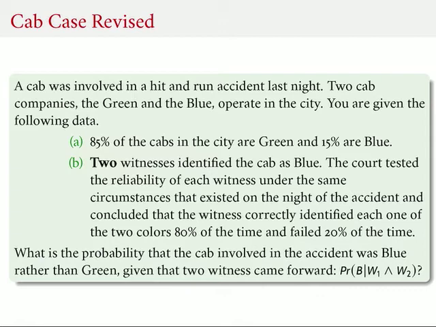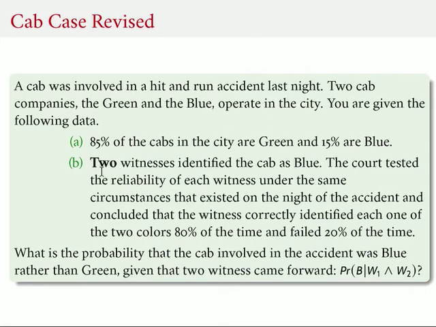In the previous lecture where I introduced Bayes' theorem, we had a case where a cab was involved in a hit and run accident at night. And we know certain information about what the possible cabs are that are in the city, and we also have some information about a witness. So in the cab case from the previous lecture, we knew that 85% of the cabs in the city are green and 15% are blue.